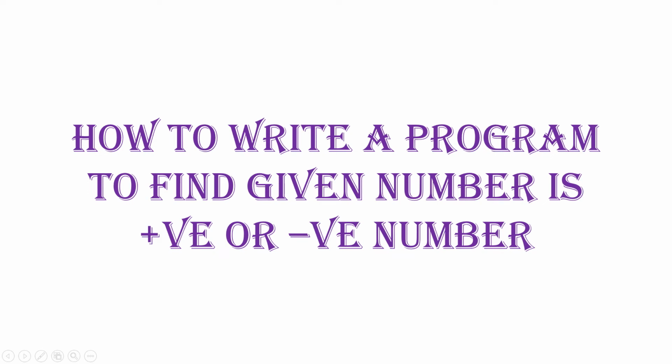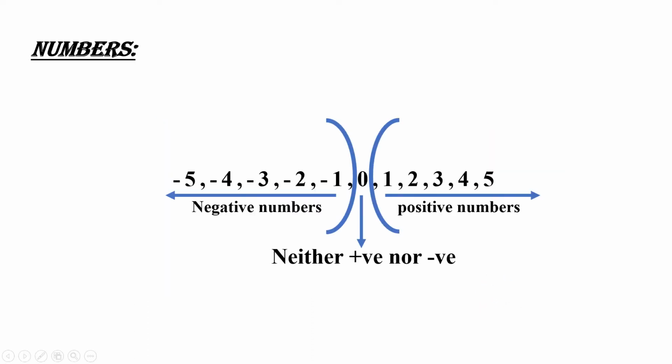In this video, we will see how to write a program to find the given number is positive or negative. How do we find normally? If the number is greater than 0, it is positive. If the number is less than 0, it is negative. Here 0 is neither a positive nor a negative number. By using these conditions, we will write the program.